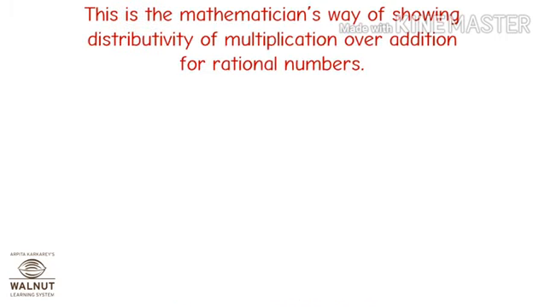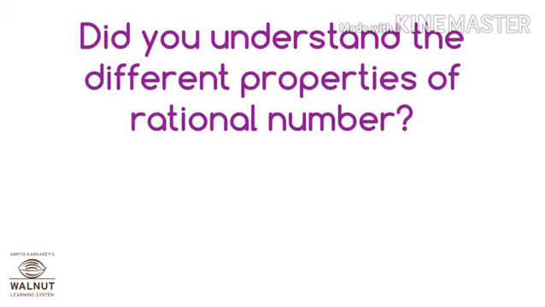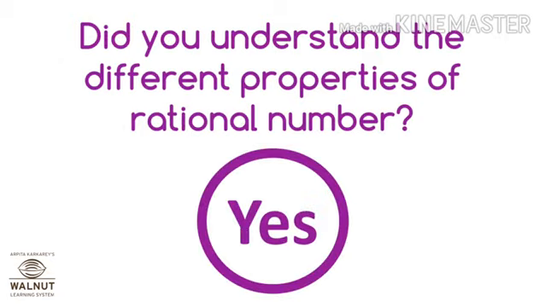This is the mathematician's way of showing distributivity of multiplication over addition for rational numbers. A upon B plus C upon D, in brackets, multiplied by E upon F is equal to A upon B multiplied by E upon F plus C upon D multiplied by E upon F, where B is not equal to 0, D is not equal to 0, and F is not equal to 0. Did you understand the different properties of rational numbers? Yes!